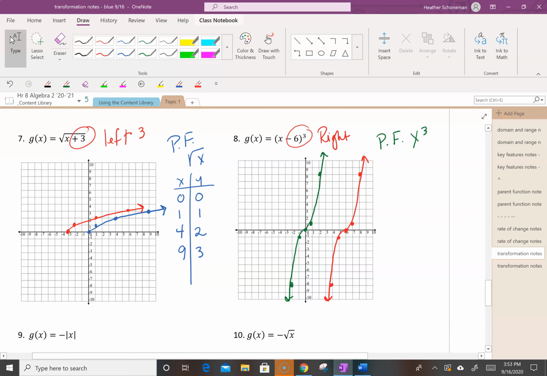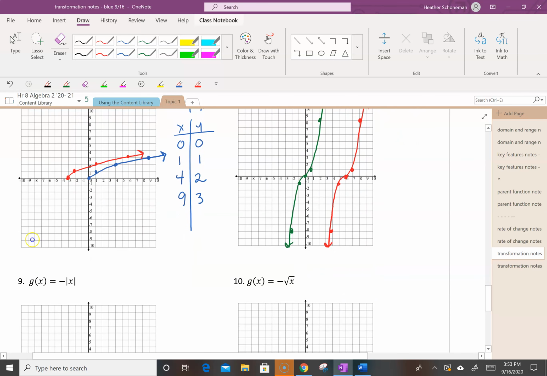On number 8, we have a cubic. We've already used those points, so refer to number 3 in your notes and look at the cubic and see what those points are. But for your parent function, I graphed that in green, and then that -6 is inside the parentheses, so that's going to talk about shifting it left and right. It's the opposite of what you think, and because it's a -6, you're going to go to the right 6. All right, let's see what happens on number 9.